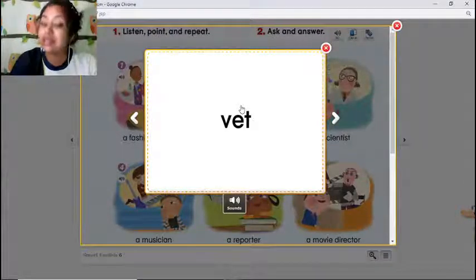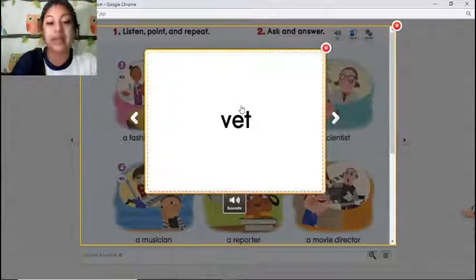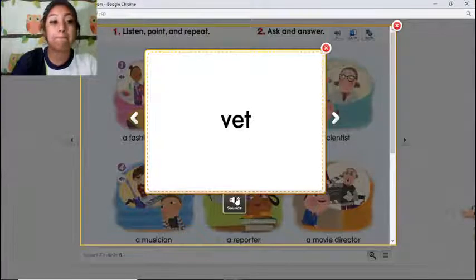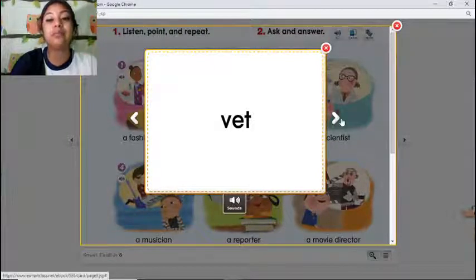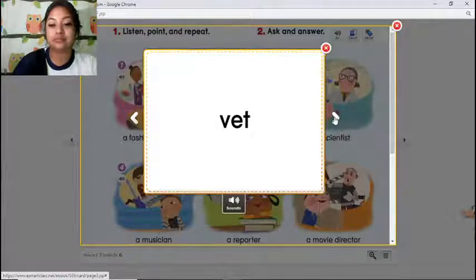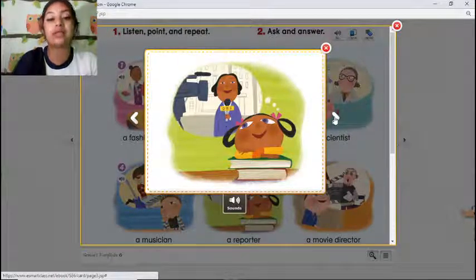She wants to be a vet. That's correct. How do you pronounce it? Vet. Vet. That's correct. So let's go into advance. Try to remember because then we are going to have the game and you have to make pairs. Next one. What does she want to be?